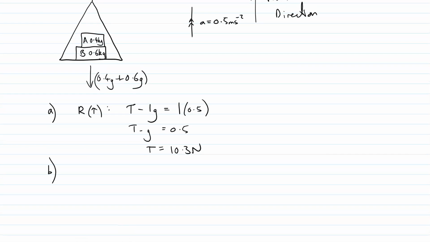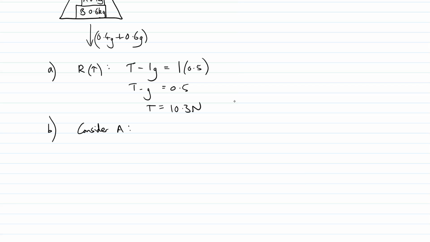Again, that's treating the system as a whole for part A. Part B and part C are slightly different. We're going to find the force exerted on mass B by mass A. So let's have a little look. Let's consider A.